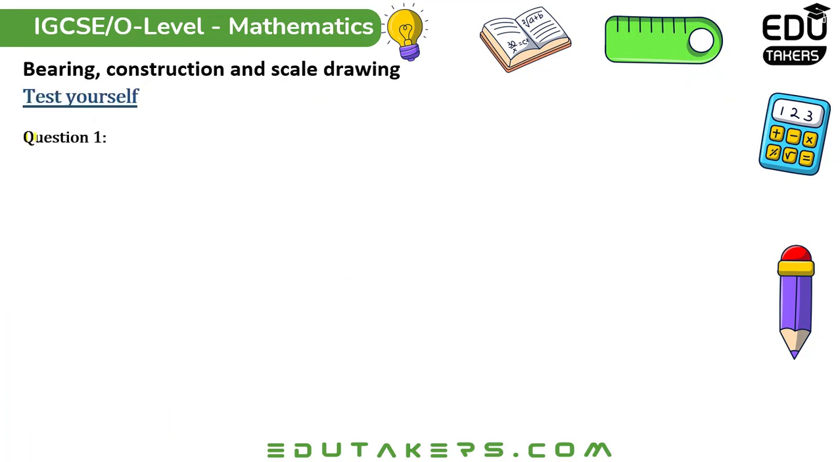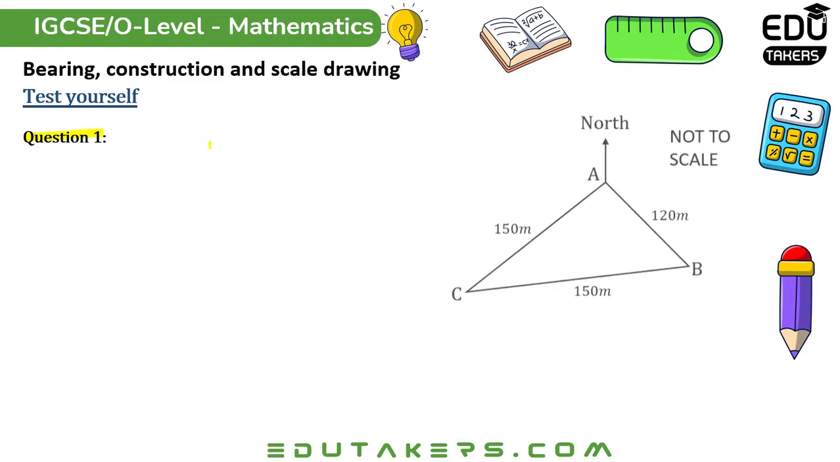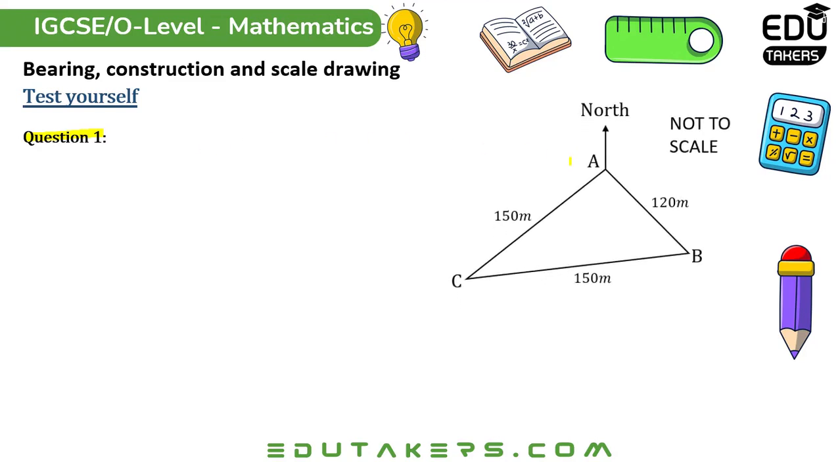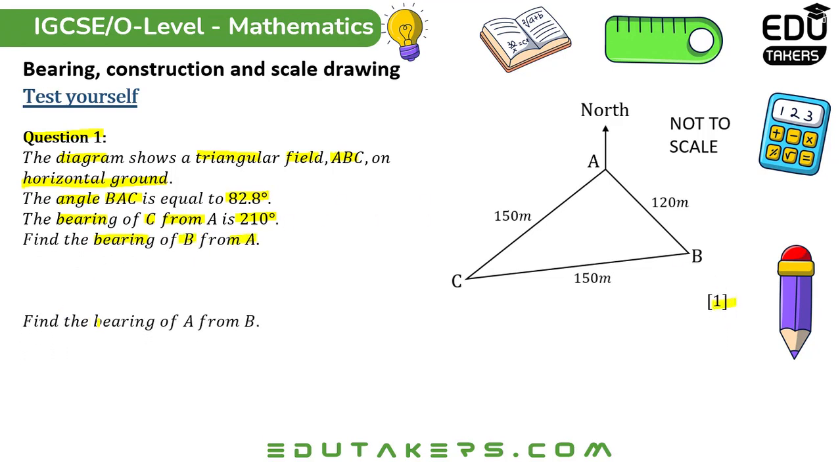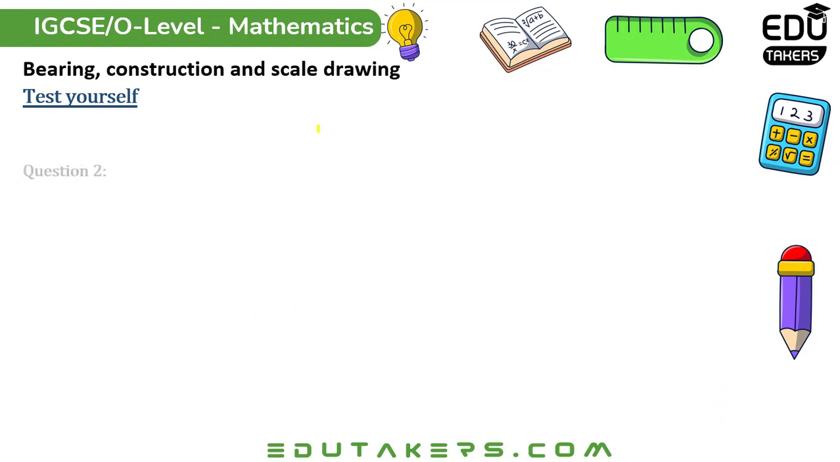Test yourself. Question number 1: a diagram is given which is not to scale. The diagram shows a triangular field ABC on horizontal ground. The angle BAC is equal to 82.8 degrees. The bearing of C from A is 210 degrees. Find the bearing of B from A. It's a 1 mark question. Find the bearing of A from B. It's a 2 mark question.